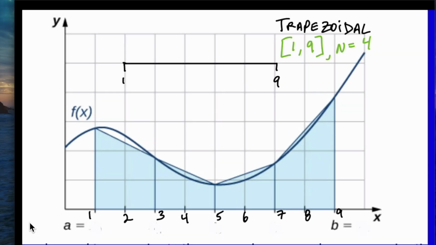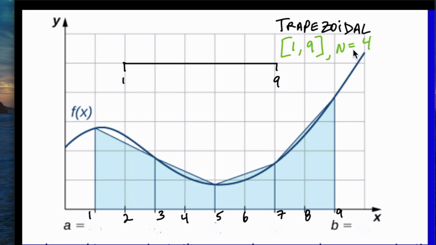Let's now discuss the trapezoidal formula, and we have an f of x function here that runs from an a value of 1 to a b value of 9. And we've indicated that here. We're going to create our number line. So let's first find our delta x.